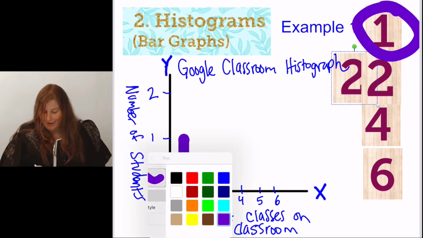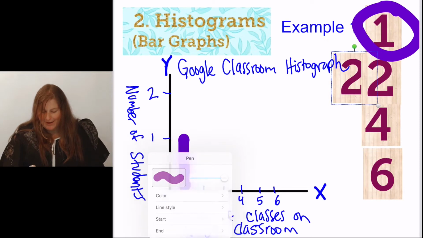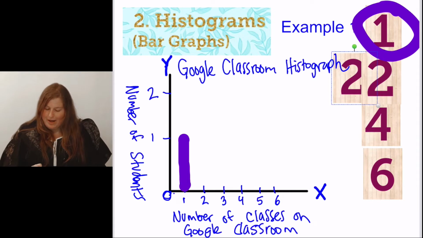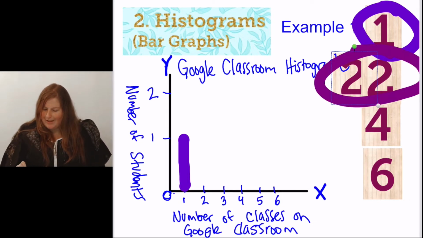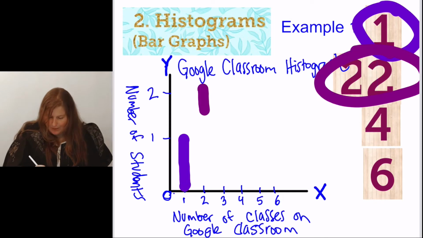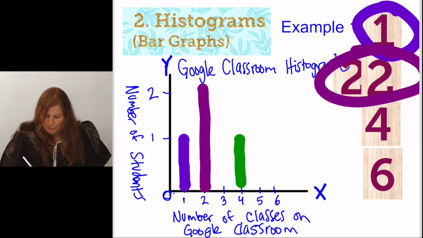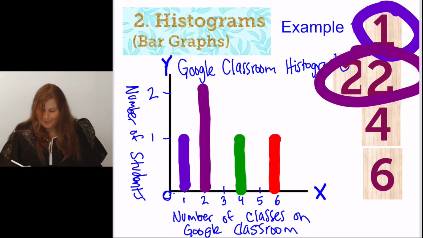Now I like to color code my histograms because I think it makes them easier for people to look at. I suggest you do the same. When I look at students who have 2 classes on Google Classroom, I had 2 of those tiles. So on this one, I'm going to make that go up to the 2. I did not have any students that had 3 classes on Google Classroom. I had 1 student that has 4 classes on Google Classroom, and I had 1 student that has 6 classes on Google Classroom. So there you go.